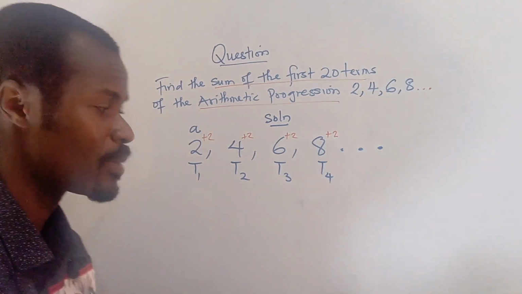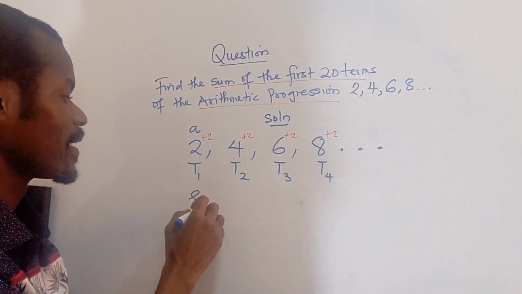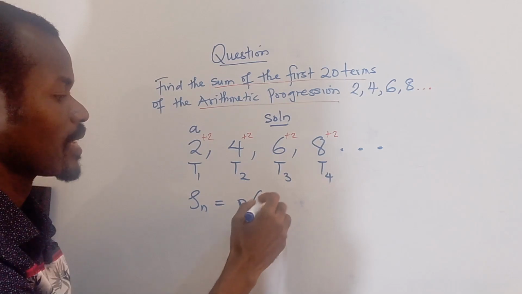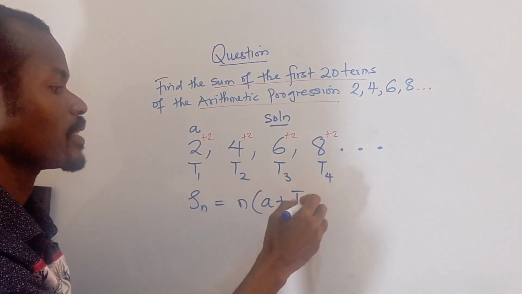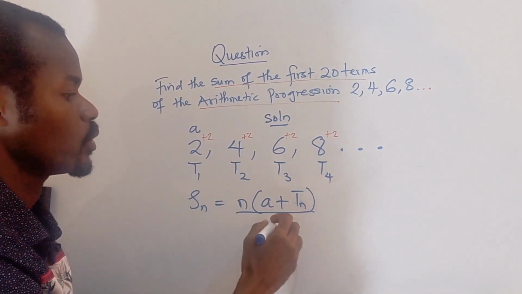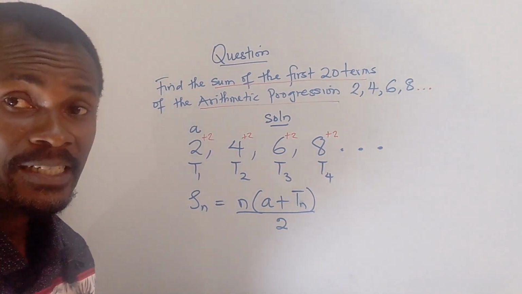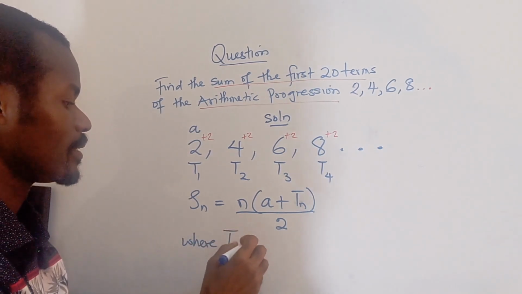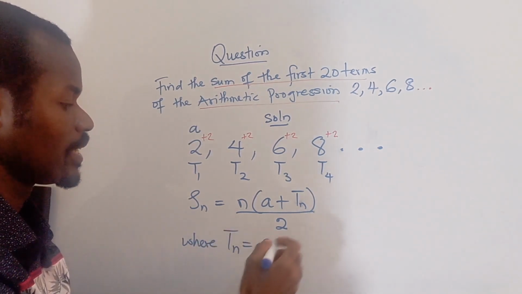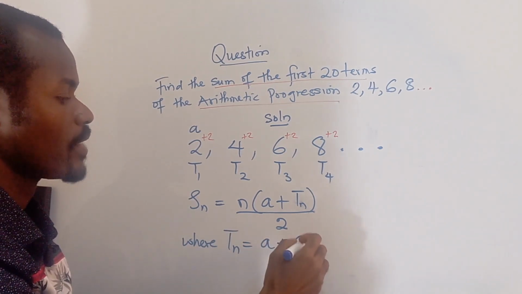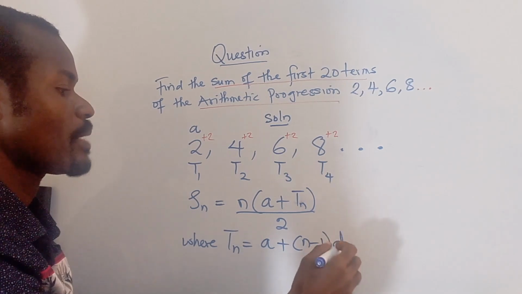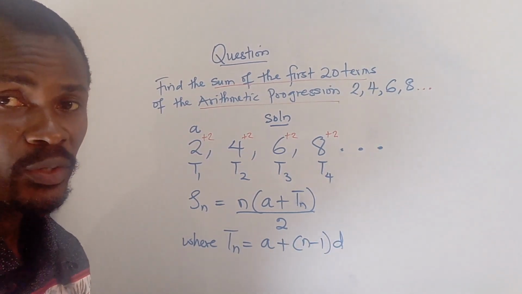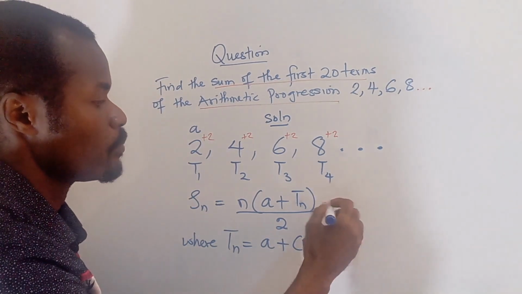I'm not going to prove the formula, but I'm just going to show it. We have Sn is equal to n, in bracket, a plus Tn, divided by 2. So this is the formula, where our Tn, which is the nth term, is a plus n minus 1 multiplied by the common difference. So we are going to apply this to solve our problem.